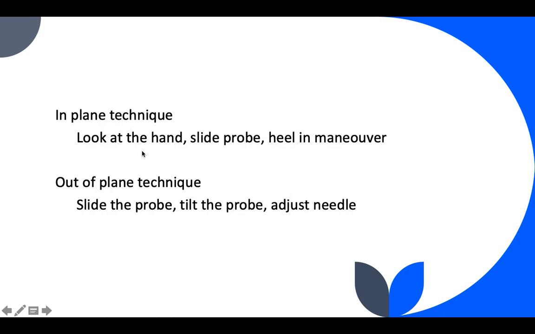So in the in-plane technique, look at the hand, slide the probe and do a heel-toe maneuver to visualize the needle. And with the out-of-plane technique, slide the probe, tilt the probe or adjust the needle. So we have to keep sliding the probe as you advance the needle while doing out-of-plane, or we have to tilt the probe to see where your needle tip is. You can use hydrolocation. You can inject 1 or 2 ml of saline to see where your needle tip is.